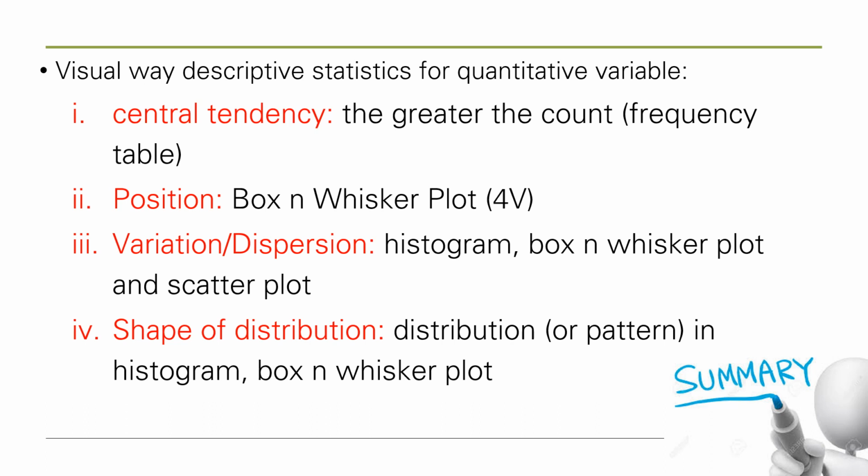For the variability or the dispersion of the data, many charts can be used to visualize the variability, for instance, histogram, box plot, and scatter plot. And lastly, to describe and explore the shape of distributions of the data set, visualizations that can be used for quantitative data type are histogram, through the pattern of histogram, and also the box plot through the size of the box and the placement of the quartiles.